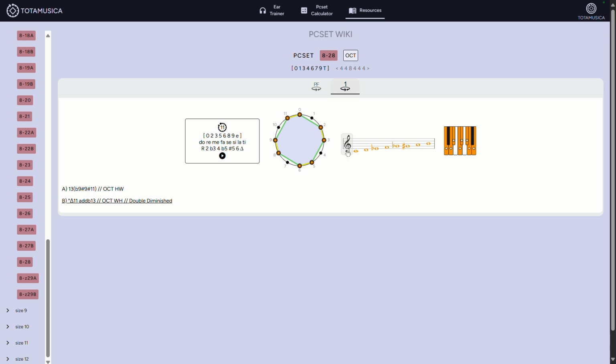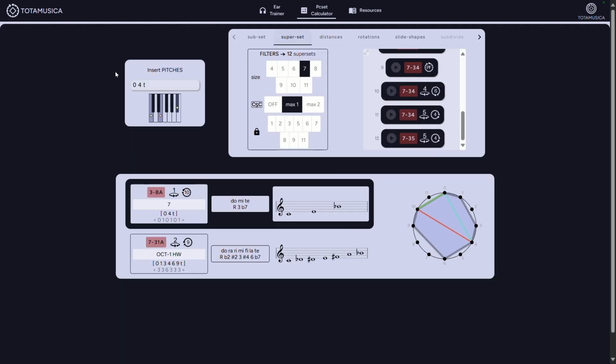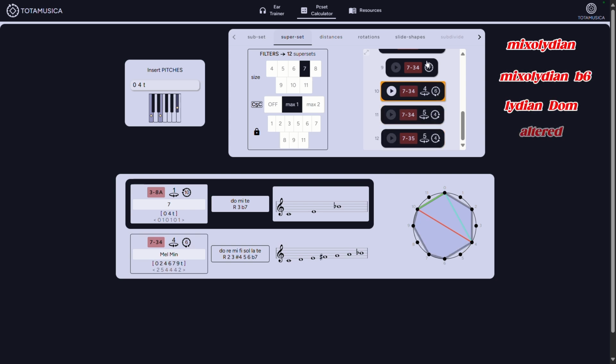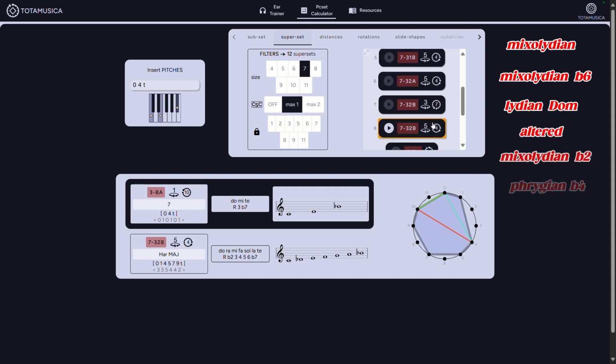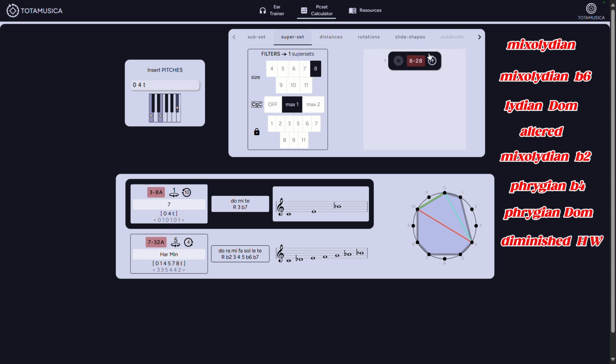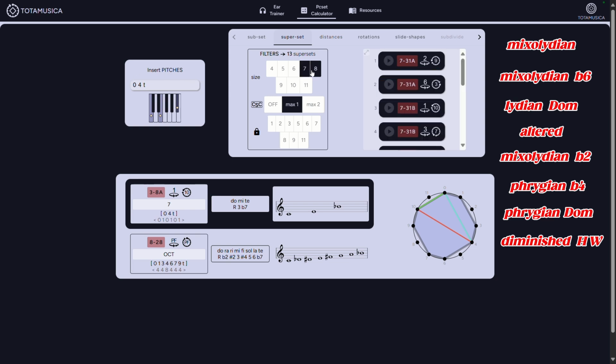Finally, using the superset calculation, we now know that for a basic C7 chord, all the traditional 7-note scales that can be used to create melodies fitting the harmony are C mixolydian mode, C mixolydian flat 6, C Lydian dominant, C altered, C mixolydian flat 2, C Phrygian flat 4, C Phrygian dominant, C diminished half-step whole step. This covers approximately 95% of what any chord scale theory explains and can be achieved with just a few clicks.